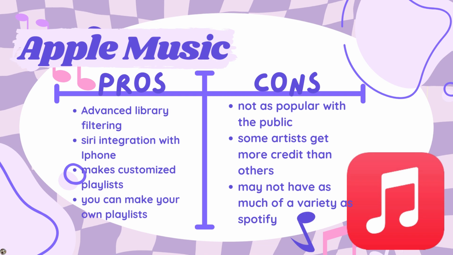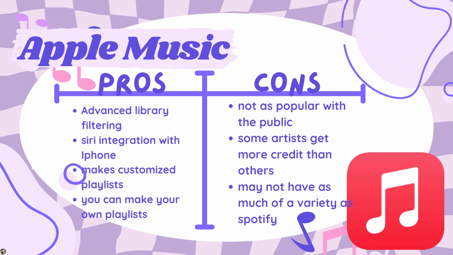The third and final app that we'll be looking at is Apple Music. The first pro of Apple Music is that it has advanced library filtering. There's Siri integration with the iPhone, meaning you can ask Siri to play music for you. You can make customized playlists, just like Spotify and Pandora, and you can make your own playlists, just like Spotify and Pandora. The cons to Apple Music is that it's not as popular with the public, so you may not have as engaging playlists or collaborative playlists as you would with the other apps.